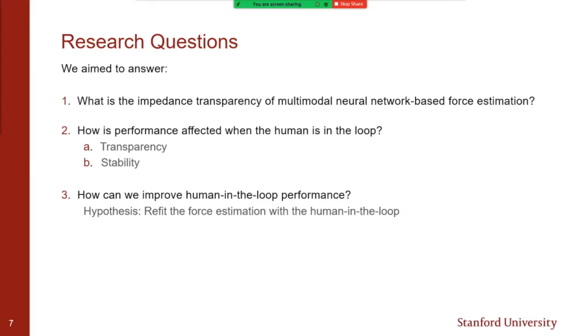And also, what is the stability behavior of the system? Lastly, given what we found in question 2, we are interested in seeing whether there are any ways to address the issues of 2A and 2B. Here we predict that one simple, or easier, way would be to quickly retune the network parameters with the data generated with the human in the loop.